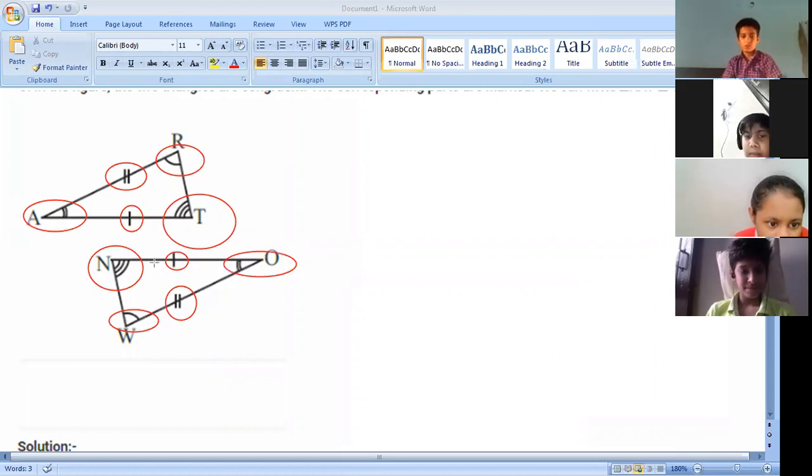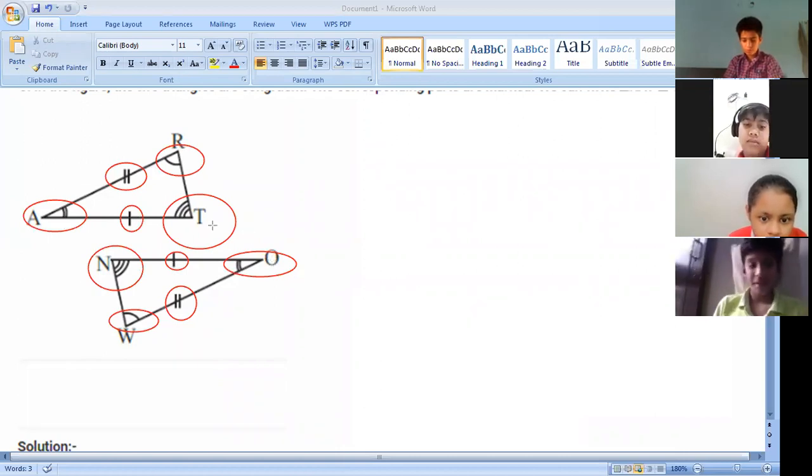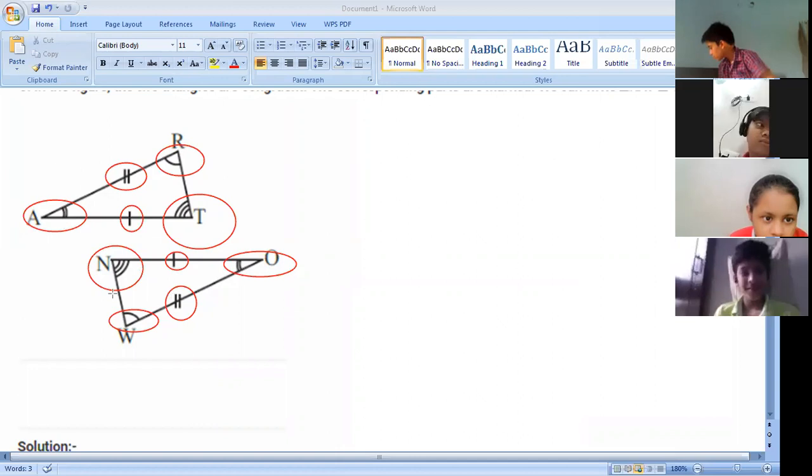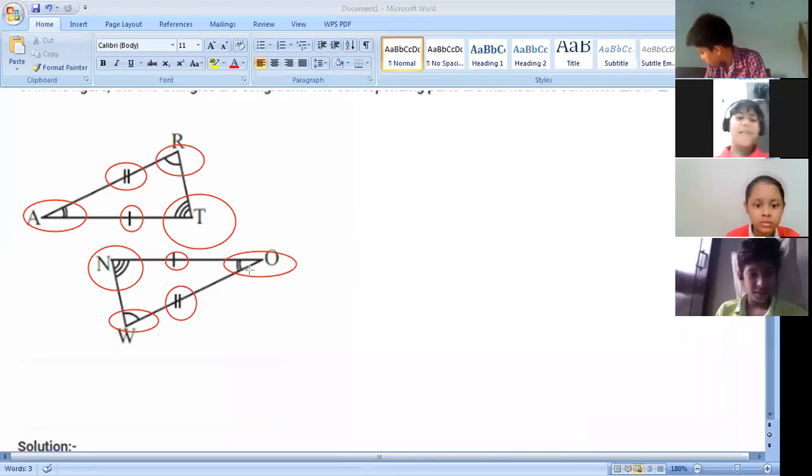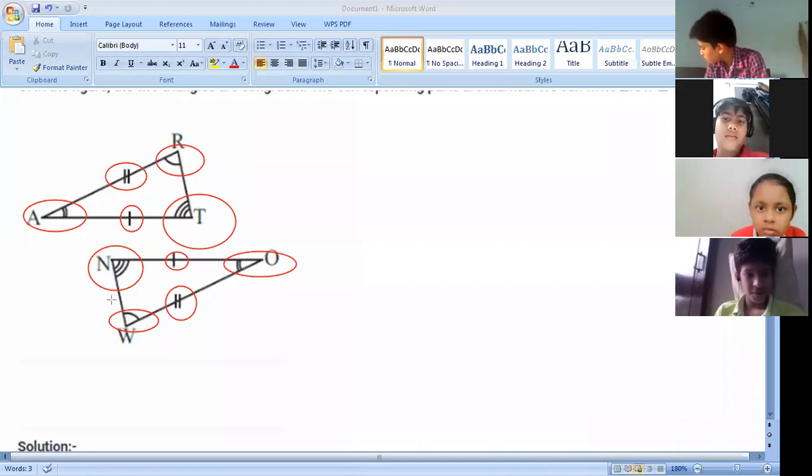So these two sides are equal, AR and WO, AT and NO. And according to the angles, angle R will be equivalent to angle W, angle A will be equivalent to angle O, and angle T will be equivalent to angle N here. So according to that, triangle RAT is congruent to triangle WON.